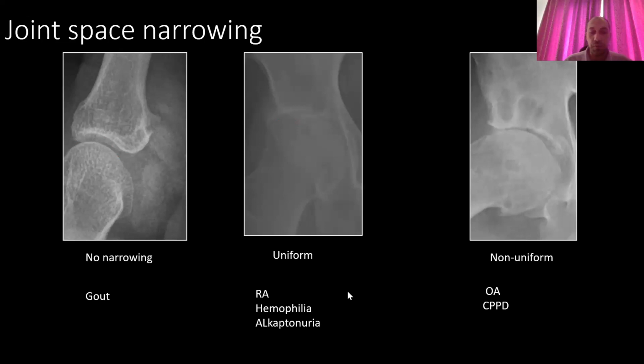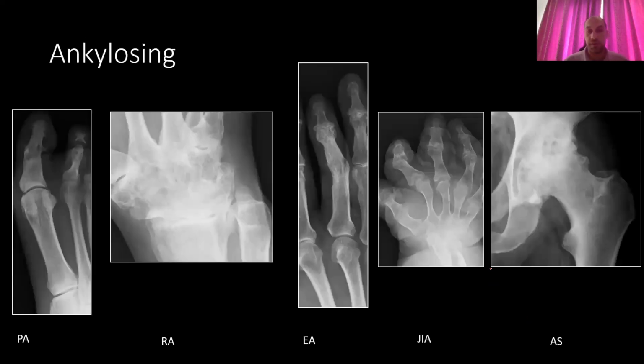We speak about uniform, so it is rheumatoid arthritis, hemophilia, alkaptonuria; here, osteoarthritis and CPPD, and both of them are considered related to each other. They have many features, but CPPD is more different regarding the target and regarding the larger geodes, subchondral cysts. Okay. The ankylosing rheumatoid arthritis is associated with fibrous ankylosis.